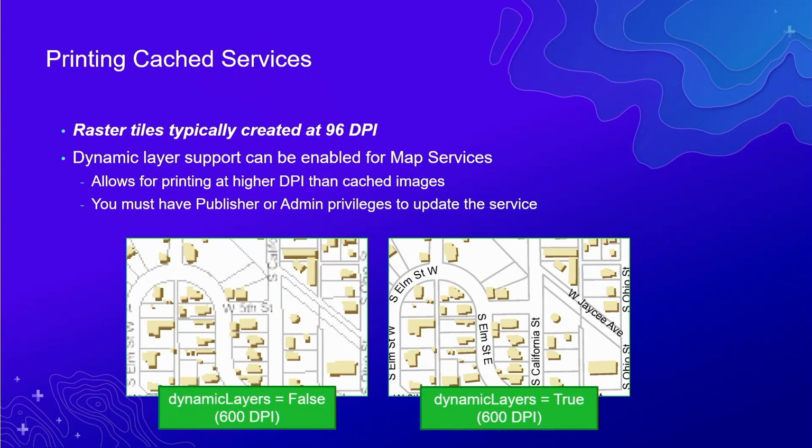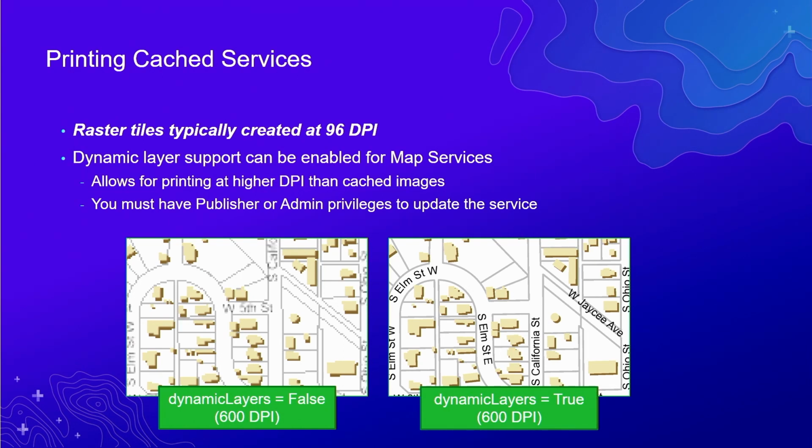The first thing we want to talk about is printing cached services. A lot of you may have raster cached services. Those are typically raster tiles that are created at 96 dpi. And if you try to print those at a higher dpi, say 600 dpi, which would be common for, say, a laser printer, you'll see this pixelization that occurs on the left, the image here on the lower left.